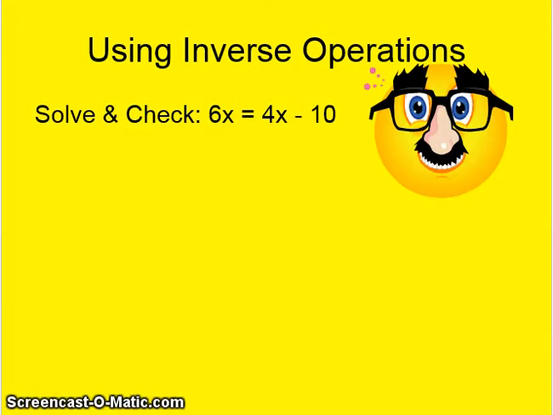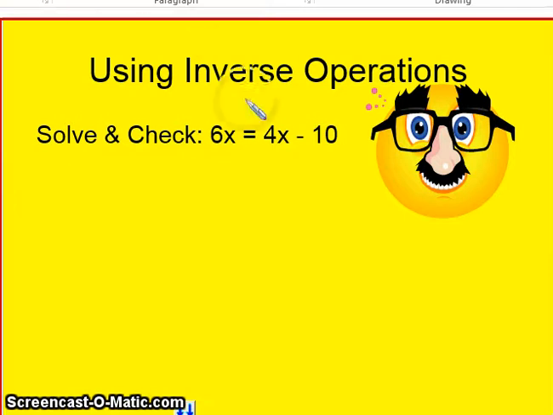Here's another example that needs to be in your notebook. We want to solve and check. So 6x equals 4x minus 10. Again, I want to get all my x's, all my variables to one side. So I either need to move the 6x over here to the right side or the 4x over here to the left side. Now, since we're trying to get that x away from everything else, I'm going to subtract 4x from both sides.